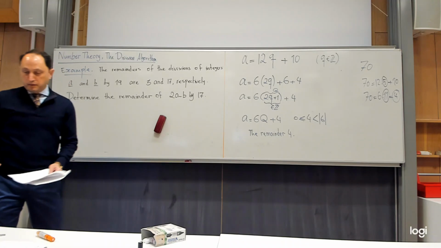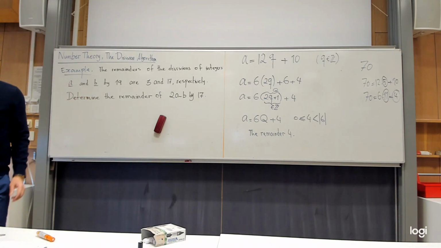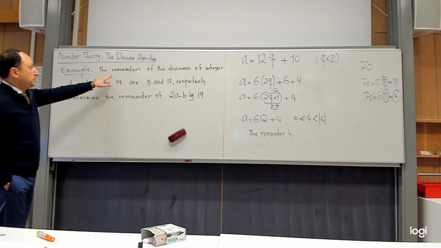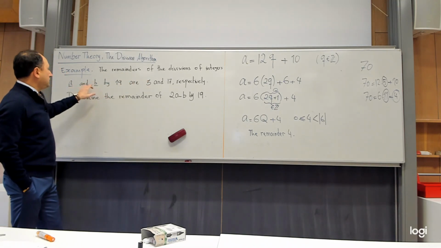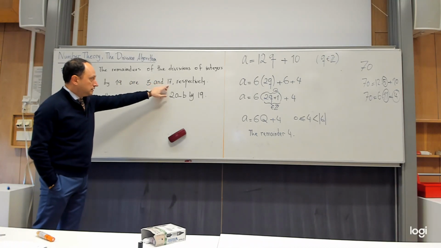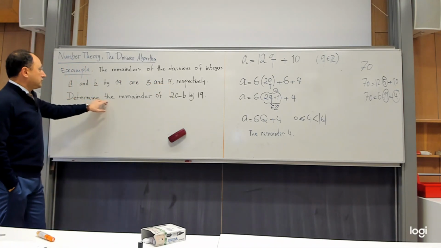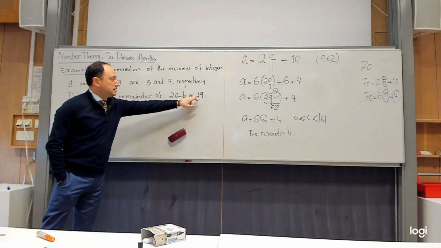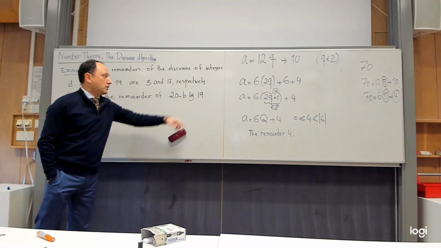I want to wait a little bit for you for this one, because if you can solve this problem on your own, it means that you actually understood everything regarding the division algorithm, but there could be some harder problems, we can just go for the next session. So let me read it again. The remainders of the divisions of the integers a and b by 19 are 3 and 17 respectively. Determine the remainder of 2a minus b by 19. I wrote 17, 17 was wrong, 19.